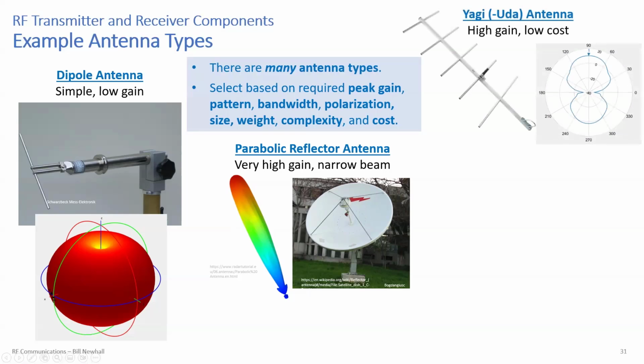If you need a little less gain, but you still need a directional antenna, you can use a Yagi antenna, sometimes called a Yagi-Uda antenna.